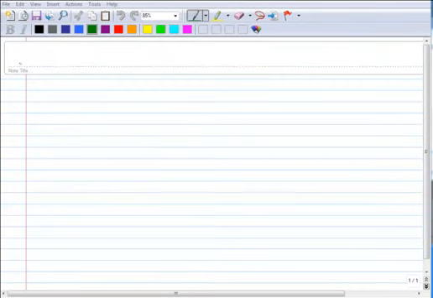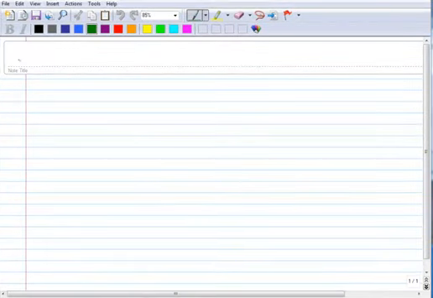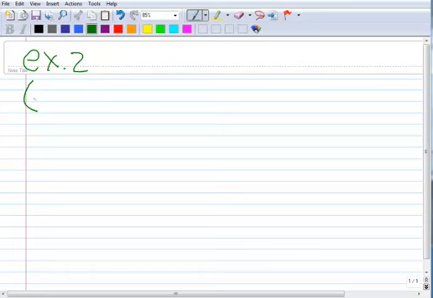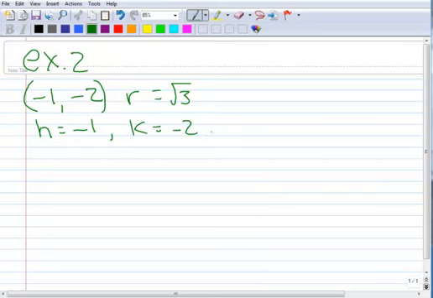Okay, let's do another example. I think we'll call this example 2. Okay, so we're going to be given the center and the radius, and we want to make an equation again. Same kind of examples we just did, but it's going to have a different center. So we're now going to have the center negative 1, negative 2, and we'll let the radius be the square root of 3 this time. So a little different variables here. You can see how this is going to work. So h, of course, is going to be negative 1. And k is going to be negative 2, and of course r is the square root of 3.